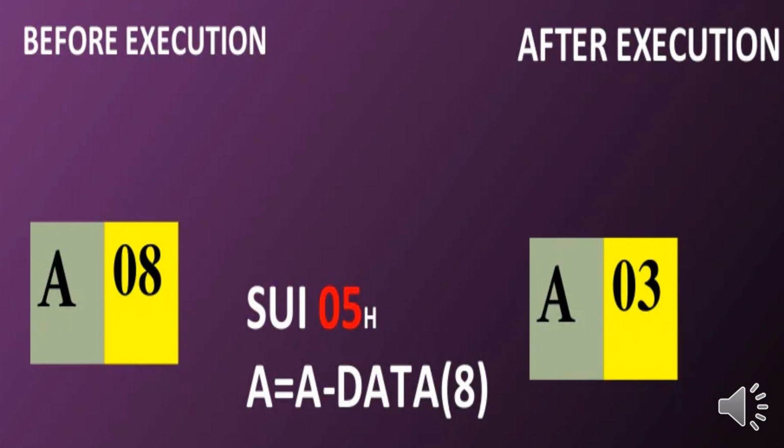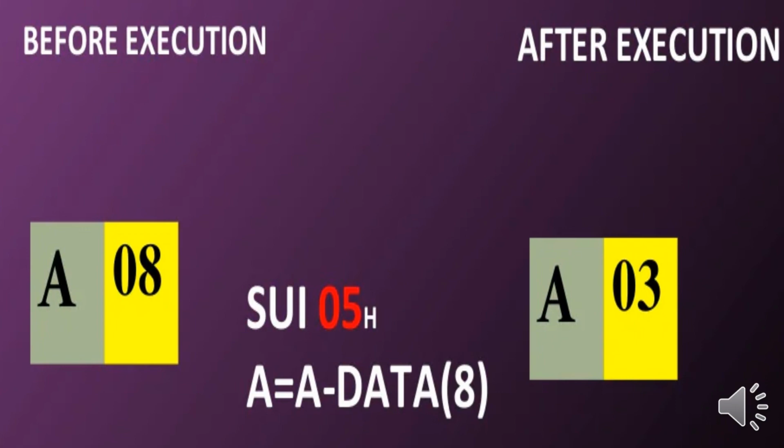If I assume that A is equal to 8, then subtract the A value: 8 minus 5. So 3 is stored in the accumulator after the execution. So here the 5 is an operand. The operand is subtracted directly from the content of the accumulator, and the result is stored in the accumulator only. So the expression is A equals A minus data.